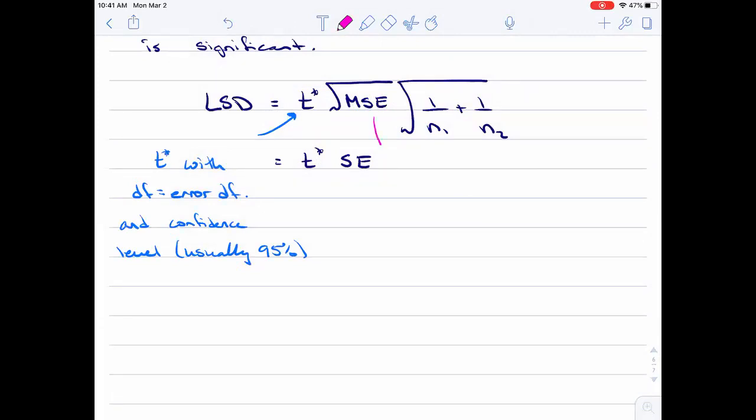The root of the mean squared error, we've seen that a ton of times before, right? This is just from our Anova table, right? The mean squared error.